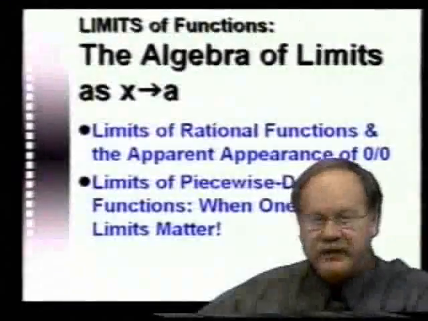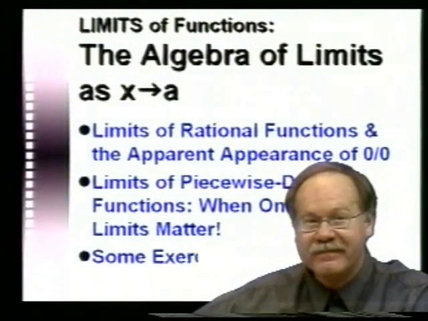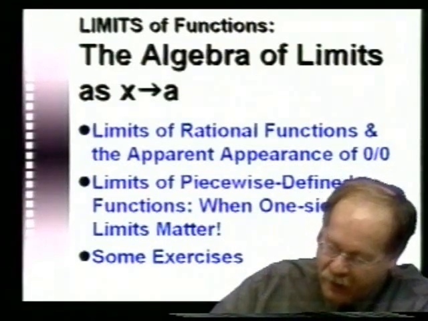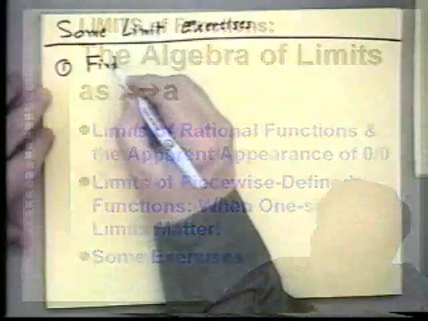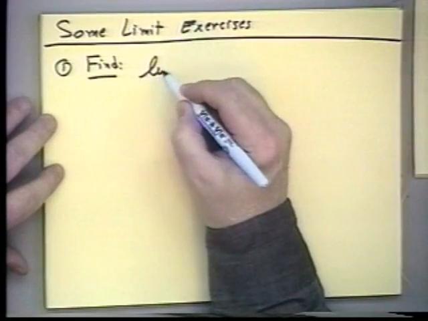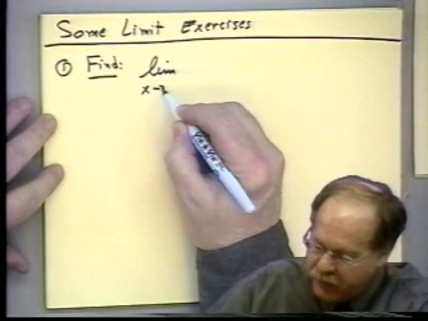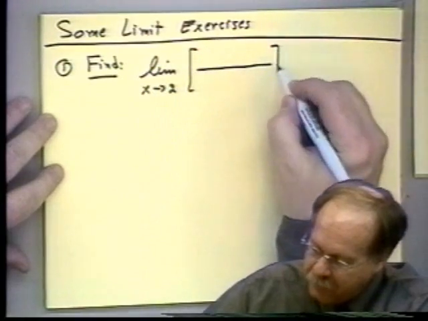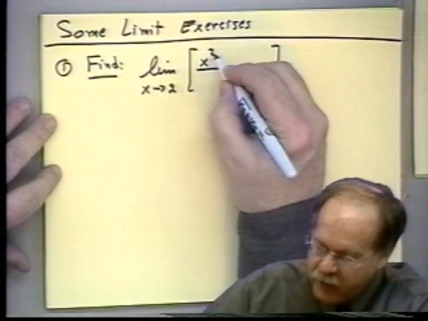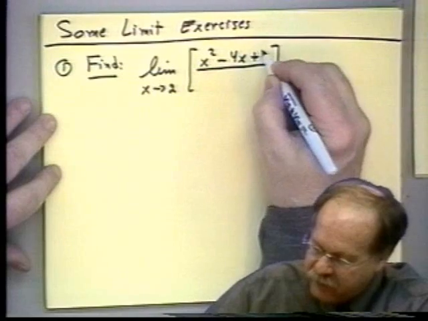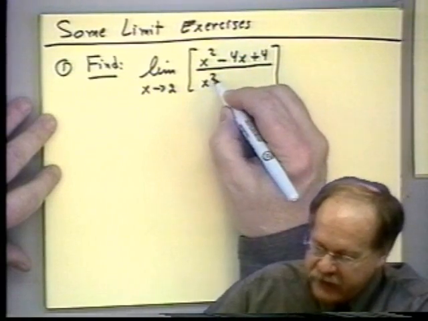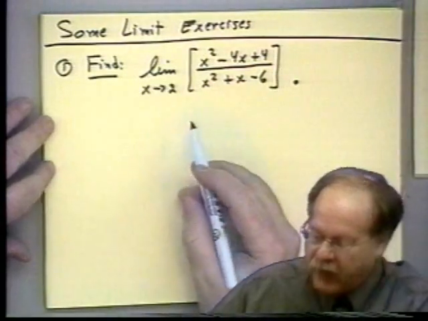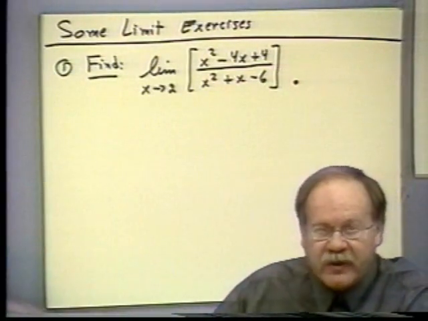Now it's time for some exercises. So let's start with this one. Find the following limit. It's the limit as x approaches 2 of the following rational function. It's x squared minus 4x plus 4 on the top and x squared plus x minus 6 on the bottom. So I will stop now, give you a chance to try this on your own.